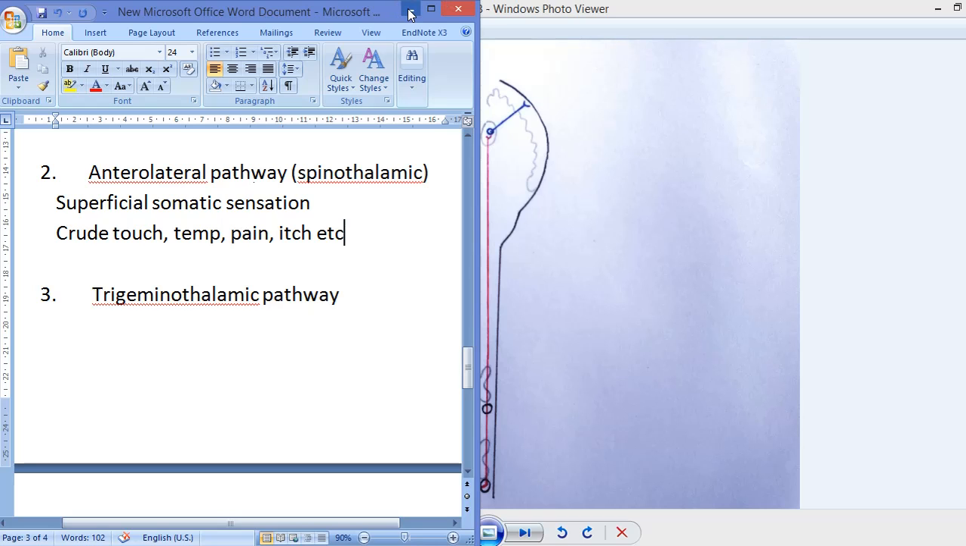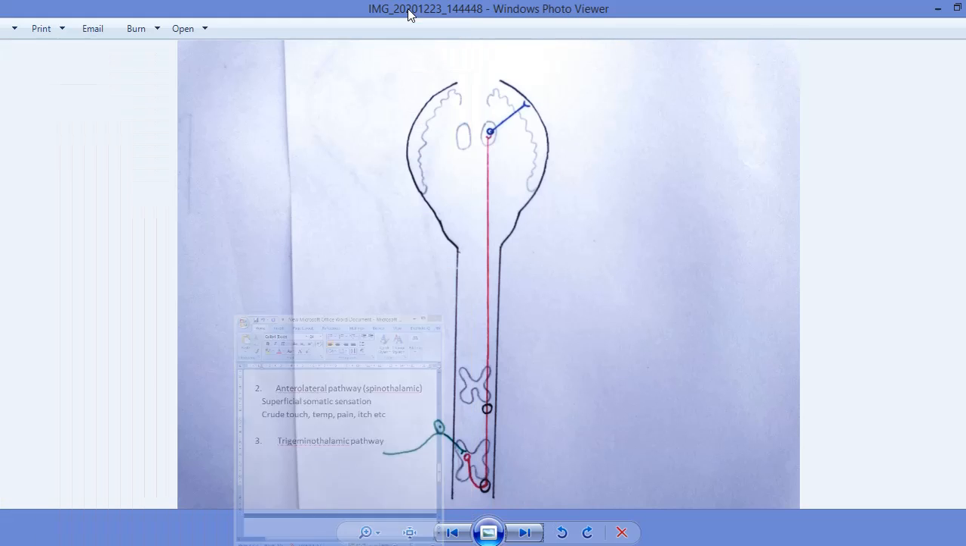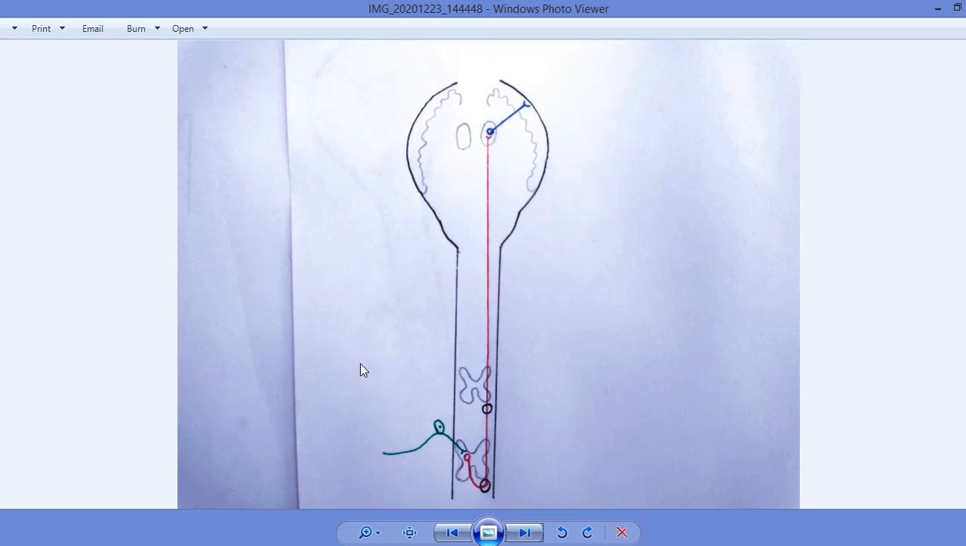This is called the spinothalamic pathway because it goes directly from the spinal cord to the thalamus. It will not make any synapse in the brain stem. That is why it is called spinothalamic. So the first order neuron will directly enter into the dorsal horn of the spinal cord.